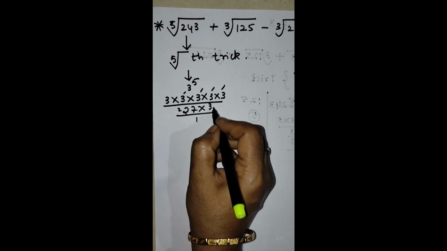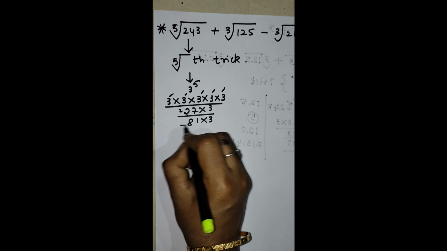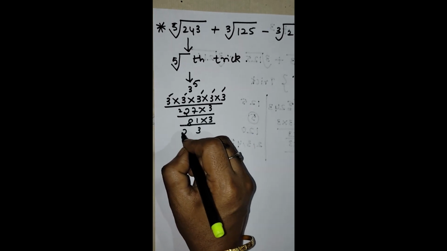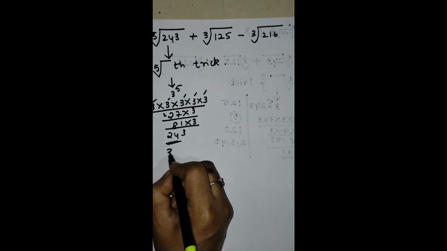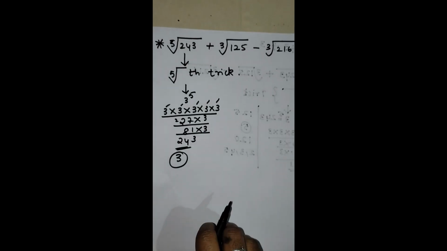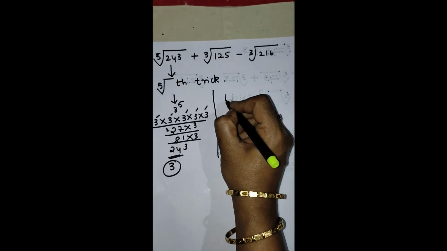7 3s are 21, 3 2s are 6, 7, 8. 3 1s are 3, 3 8s are 24. Yes, it is confirmed that 3 is the answer for 243. Done. Next, 125.